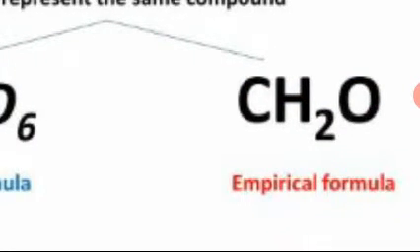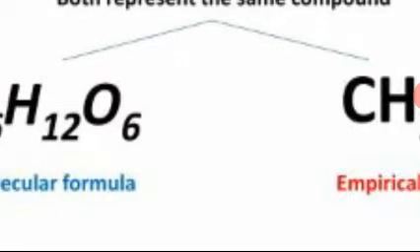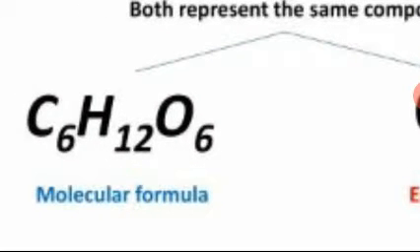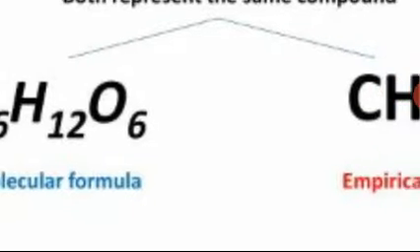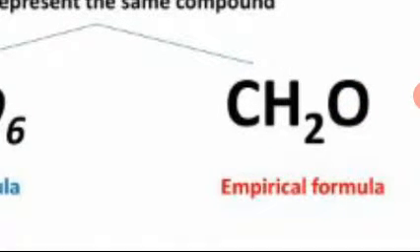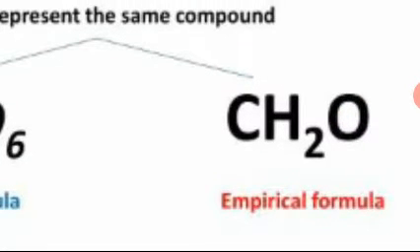This is empirical formula. How can we obtain it? When C6H12O6 is divided by 6, carbon 6 becomes 1 because 6 ones are 6, hydrogen 6 twos are 12, so it becomes H2, and O again 6 ones are 6, 1. That is, the formula becomes CH2O. This is empirical formula.